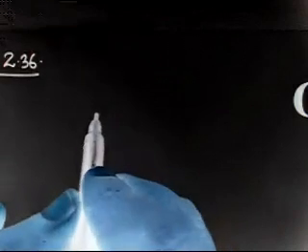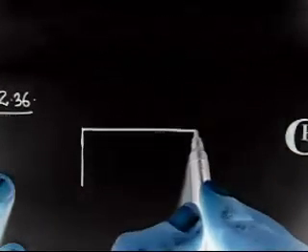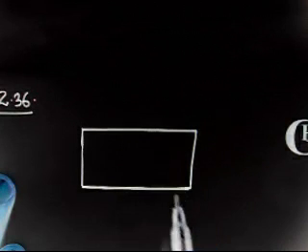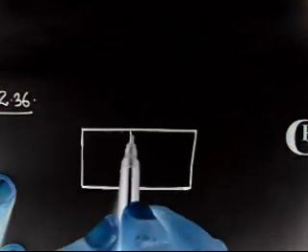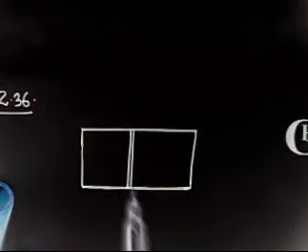Okay, let us discuss problem number 2.36. What this problem says: a piston can freely move inside a horizontal cylinder closed from both ends. So we have a horizontal cylinder here. Let me make the diagram. This horizontal cylinder is closed at both ends, and there is a piston. So this is the piston.